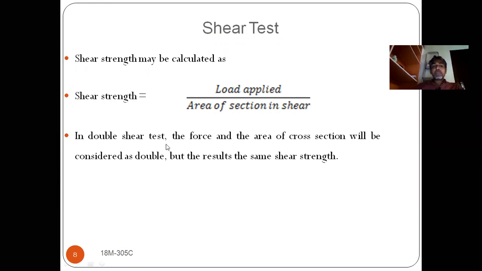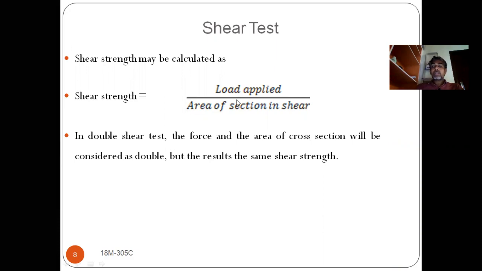Okay. So in the double shear test, the force and the area of the cross section will be considered as double, but the result of the shear strength is the same, because for one section the force is the same and you are having a shear, and here also you are having a force and shear. So the shear strength will be the same in both cases.